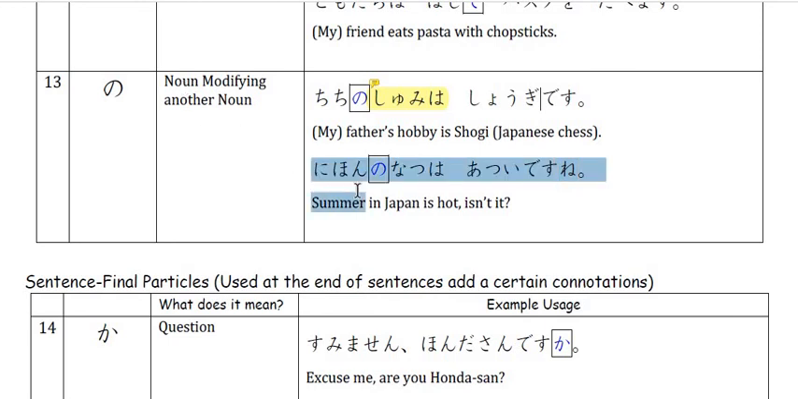So Nihon is Japan, no is possession, so Japan's, apostrophe s, and Natsu is summer, wa is the topic marking particle, because the summer of Japan is the topic. You're talking about the summer of Japan. And Atsui is hot, desu means is, and ne means isn't it? Okay, so the summer in Japan is hot, isn't it?